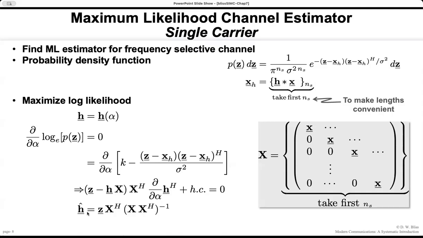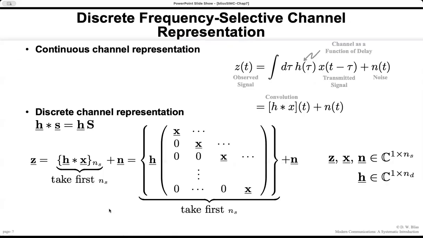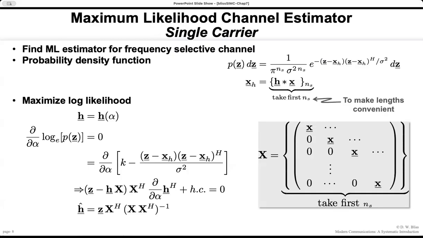So what we get then is an estimator, which is why we have a little hat on the h. It's equal to the observed training symbols z times x Hermitian, where x is the transmitted training symbols and a bunch of delayed versions of that, times the matrix inverse of x times x Hermitian. And it turns out this is the least squares estimator. So we started off trying to get the maximum likelihood estimator, and it turns out it generates a least squares estimator, for what it's worth.